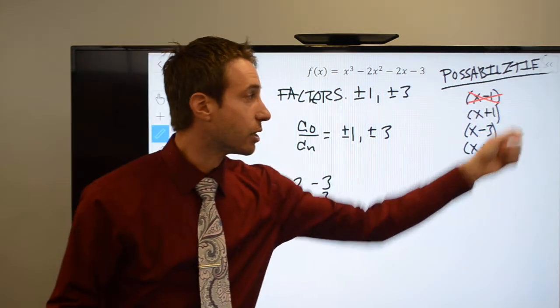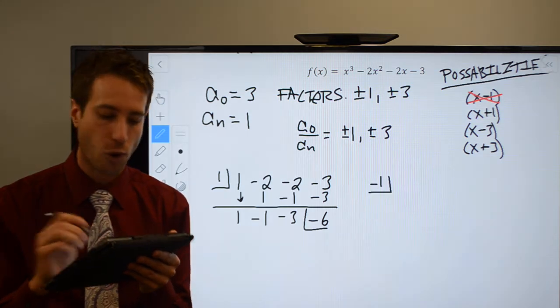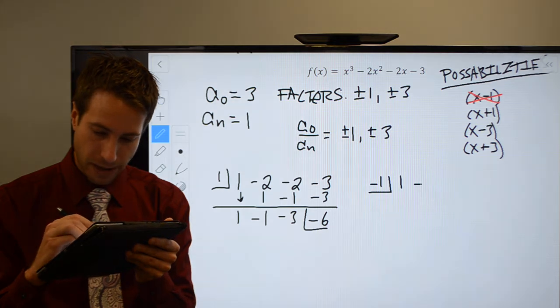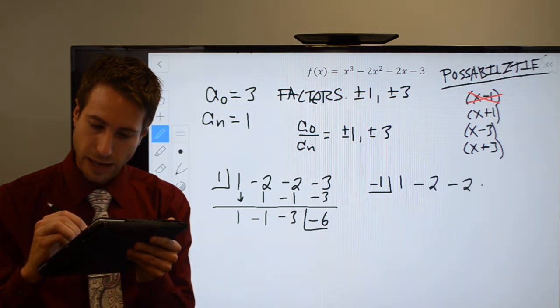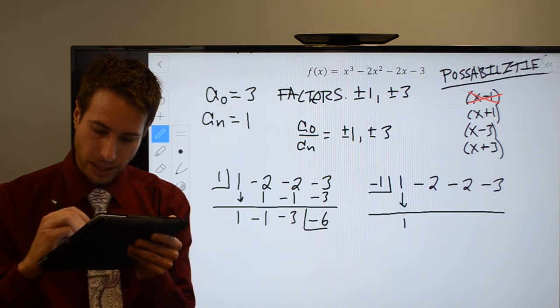I set this equal to 0 and solve. I get a -1. So we're going to do synthetic division with a -1. Coefficients. So it would be 1, -2, -2, and -3. Bring down the 1. That's going to give me a -1 minus 3.